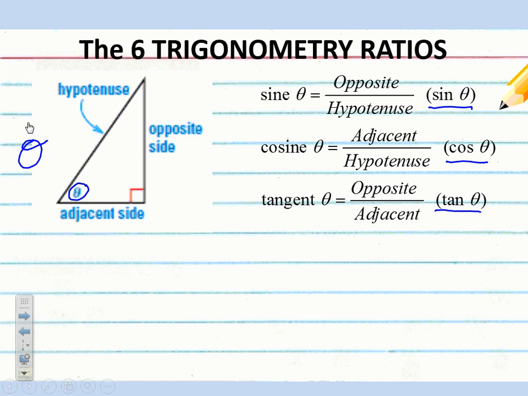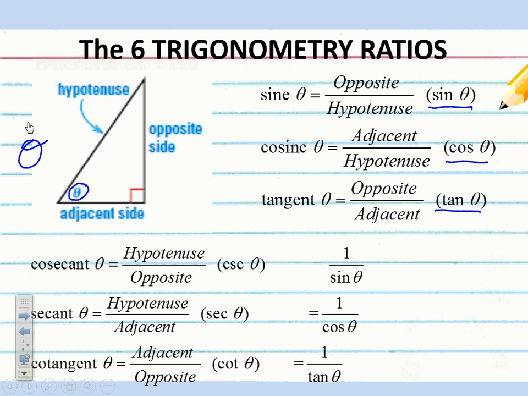Now I'm going to add 3 more, and these 3 new ones are the inverses, or the reciprocals I should say. They're the reciprocals of sine, cosine, and tangent. I have cosecant, which is hypotenuse over opposite, and it's going to be abbreviated like this, CSC theta. I have secant, which is the opposite of cosine, which is hypotenuse over adjacent.